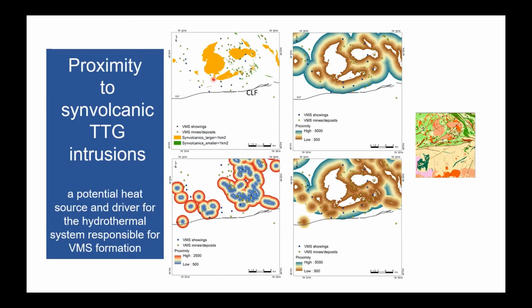TTG and semi-volcanic TTG intrusions were extracted from the geology map. For the bodies larger than 1 square kilometer, proximity zones up to 5 kilometers with an interval of 500 meters were created. And for the small ones, which are shown in green color, we selected proximity zones of 2.5 kilometers. The 2 proximity maps were then merged to give 1 proximity map.